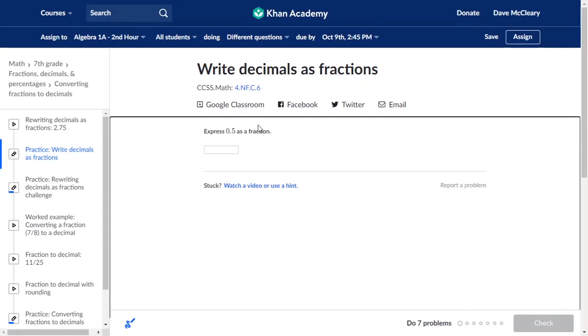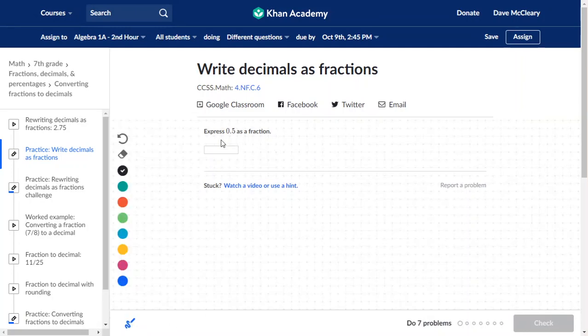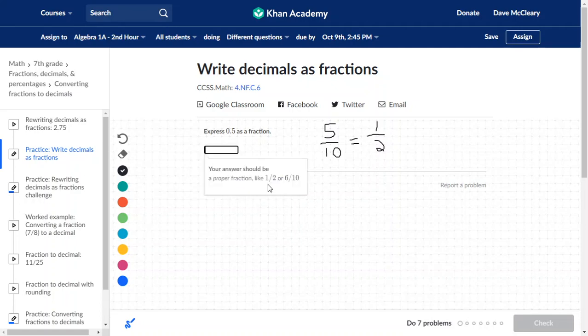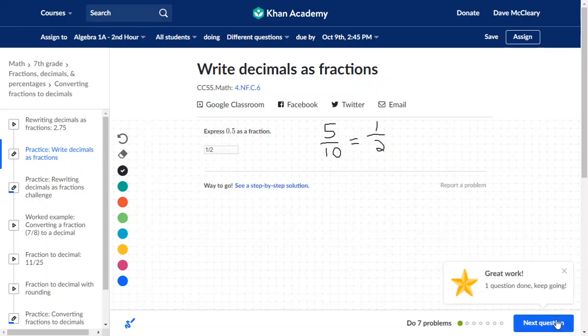So the first one, we want to express 0.5 as a fraction. Well, I know that 0.5 is the same thing as saying 5 tenths because that first digit past the decimal is the tenths place. So we can write that as 5 over 10. And then I've got a greatest common factor here of 5. So we divide the numerator and the denominator both by 5, and we end up with 1/2, which should be the correct answer. And we got it.